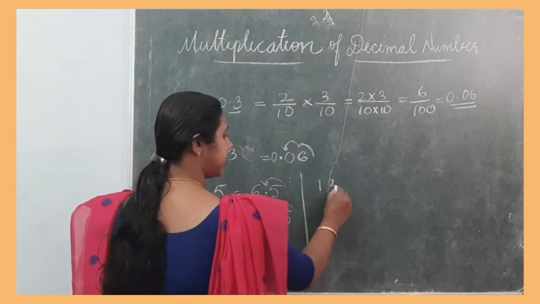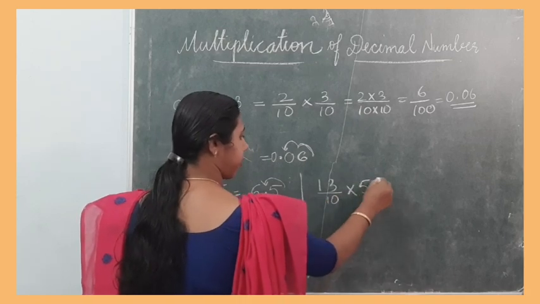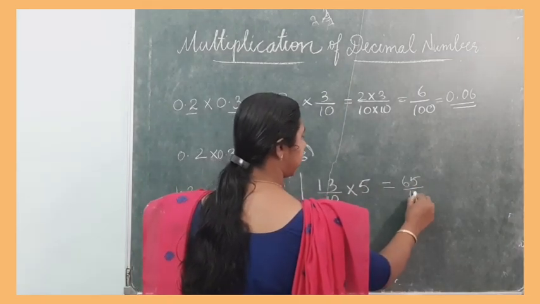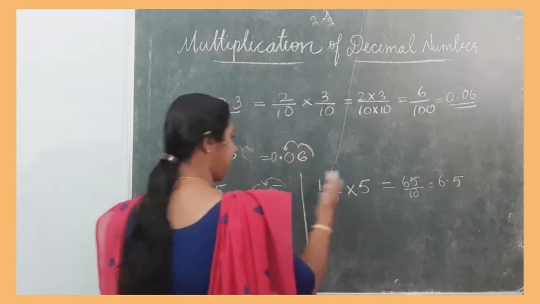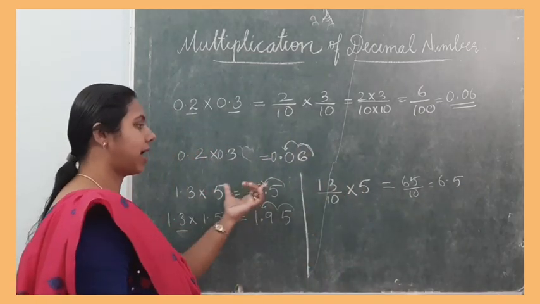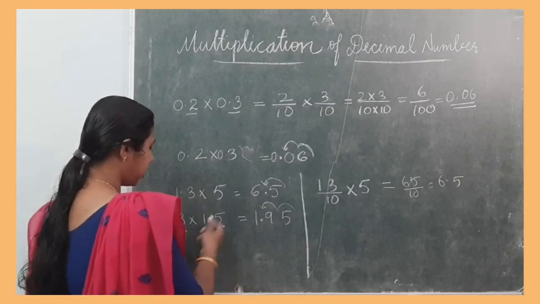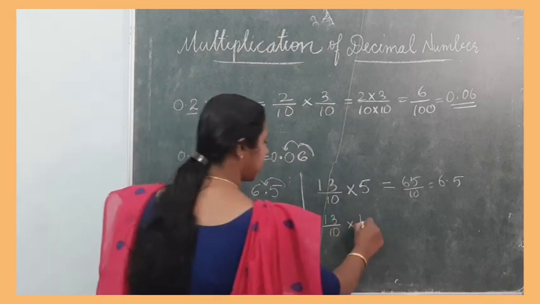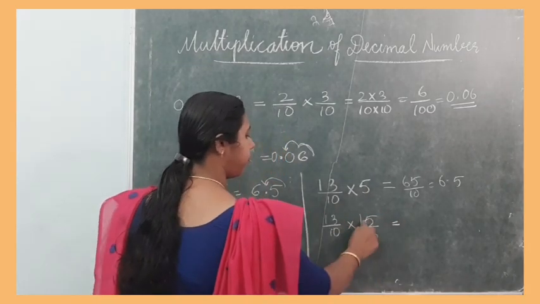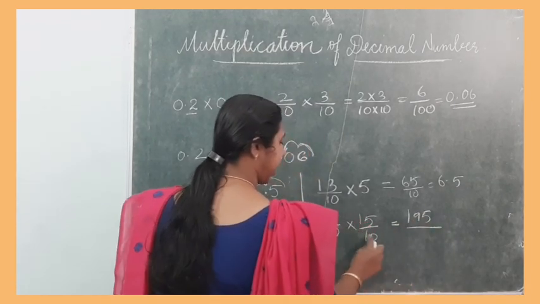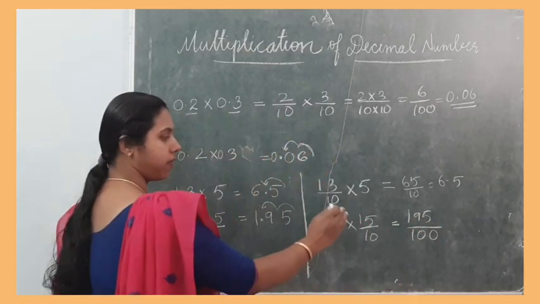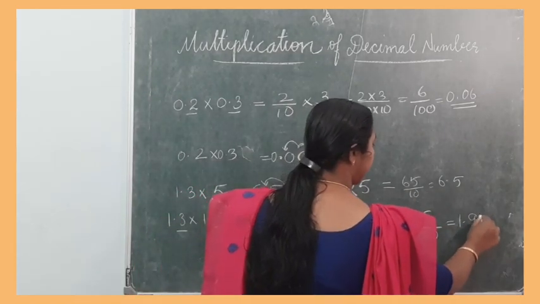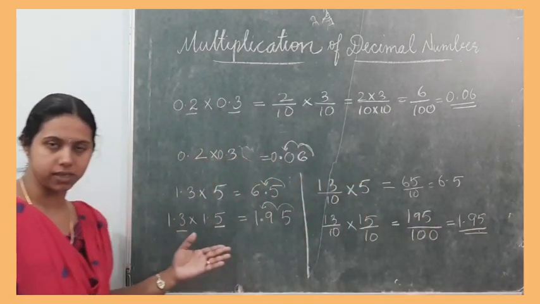1.3 we can write as 13 by 10 into 5, which is equal to 13 into 5 is 65 by 10. That is equal to 6.5. Same answer. If you do it this way or this way, both answers are the same. And next, 1.3 you can write as 13 by 10 into 1.5 you can write as 15 by 10. 13 into 15, 195 divided by 10 into 10, 100. That is a fraction changed to decimal, then there will be 2 zeros, so 2 decimal places, 1.95. Both are the same answers.